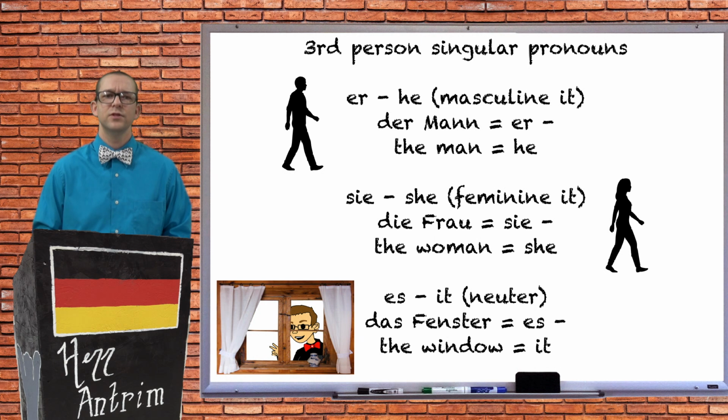The problem when you use the pronouns er and sie is that they don't always mean he and she. Any noun in German that takes the masculine article der will use the subject pronoun er, and any noun that uses the feminine article die will use sie. If the noun uses the neuter article das, the pronoun will be es.